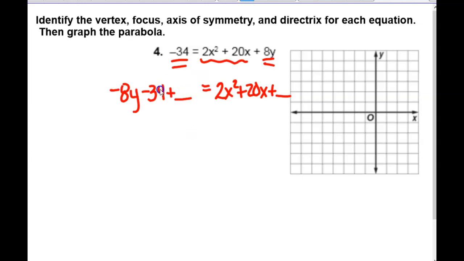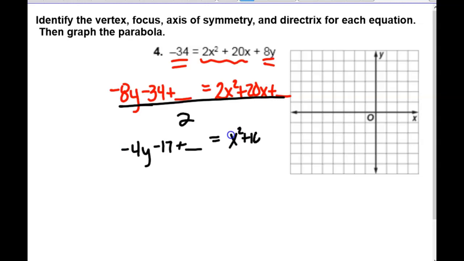This is a weird one. I think when I did it on my paper, I took the 2 out of everything right away. You want to factor the 2 out, or you want to divide it out of everything? Sure. We can just divide everything by 2. So we have negative 4y minus 17 plus blank equals x squared plus 10x plus blank.